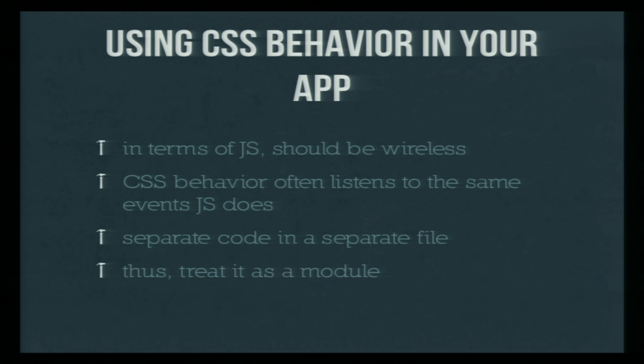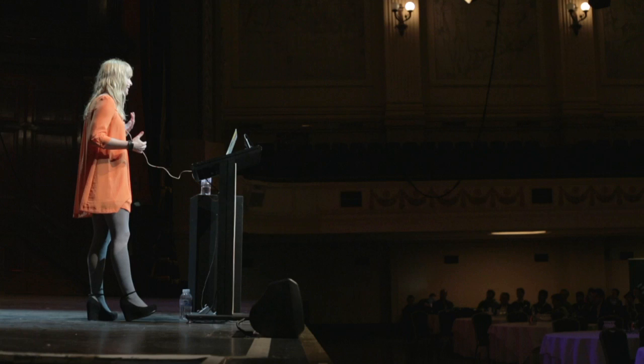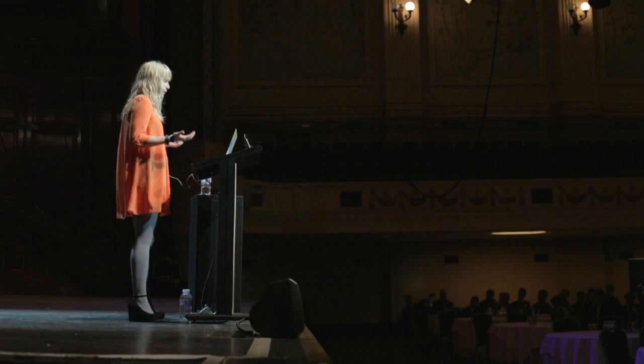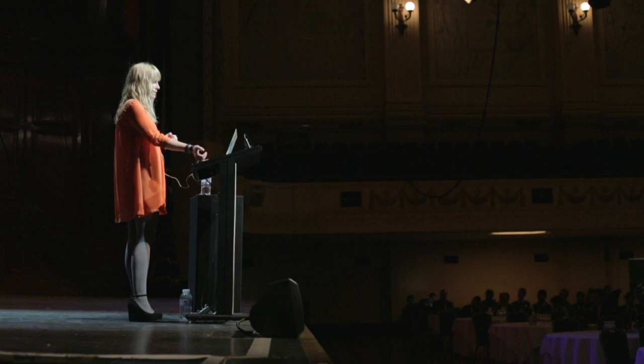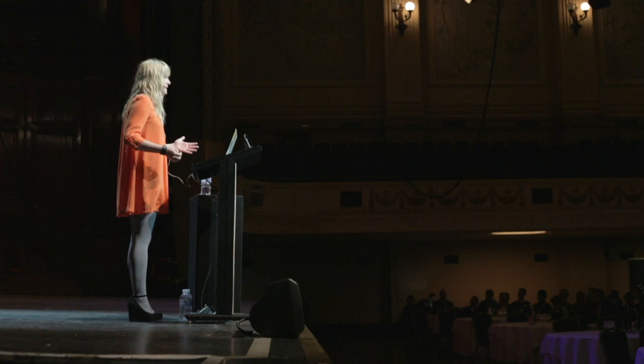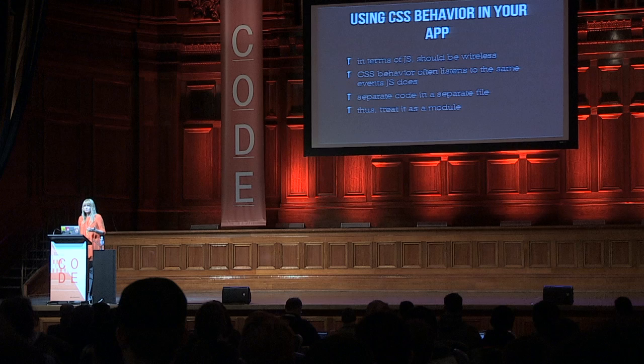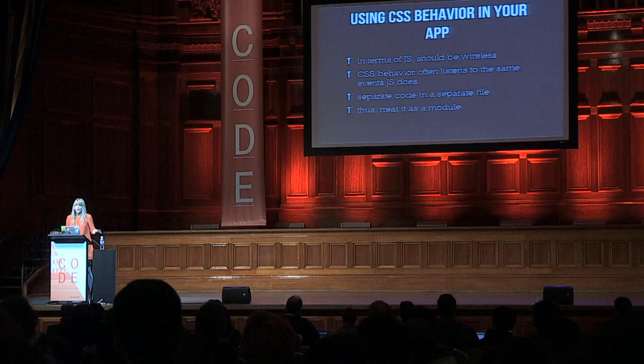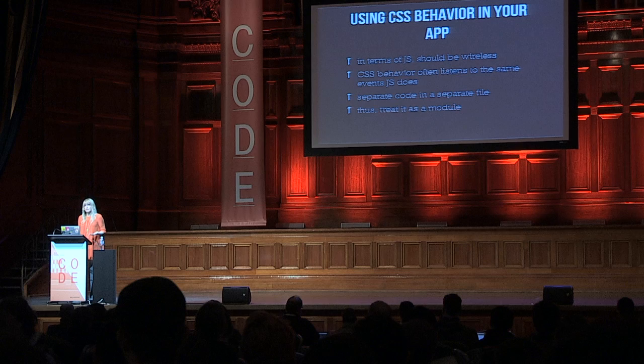So just generally, using the CSS behavior in your application, I don't want to say that I lied to you, but you don't really use it in the same way that you use other things. Because in terms of the JavaScript, you don't need to do a lot of wiring up for the CSS behavior that you might want to use, because you're basically listening to the same events that your JavaScript would be listening to and responding to those with CSS. So if you think of it that way, it makes sense to have the CSS and the JavaScript separate, and you actually probably wouldn't want your JavaScript to refer to that CSS. And this is easy, again, when you treat your CSS as a module.